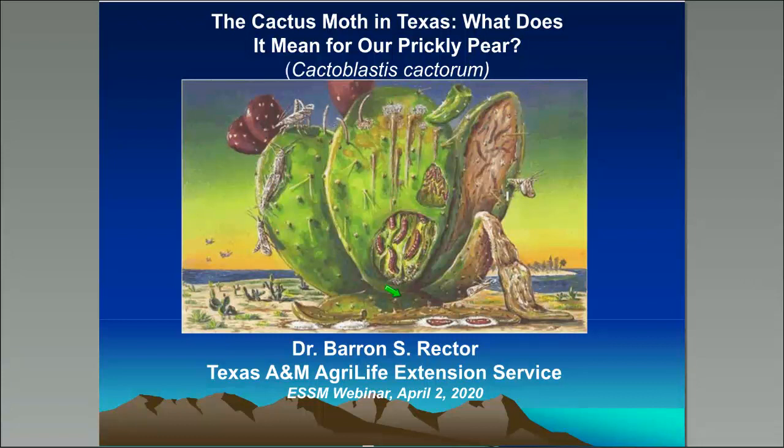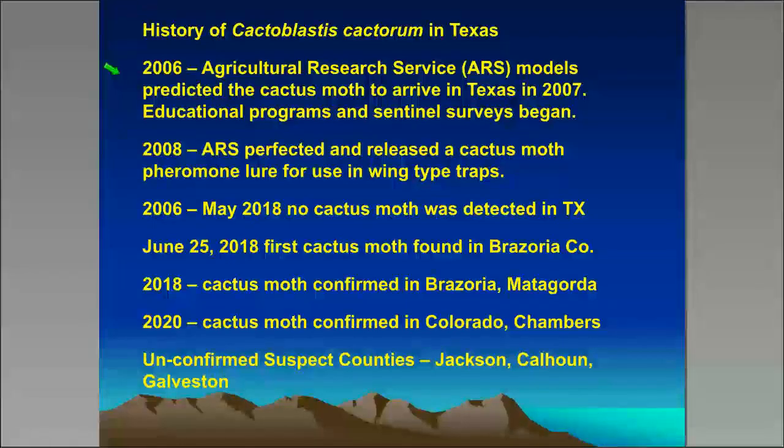If we look at the current history of the Cactoblastis cactorum in Texas, note that here in 2006 at the top, the Agricultural Research Service models predicted that the cactus moth would arrive in Texas in 2007. At that time, I was alerted by a research associate from Colorado State University, Laura Tyler, who was working in Mexico, that the cactus moth was moving from Florida through the Gulf Coast region and heading toward Texas.